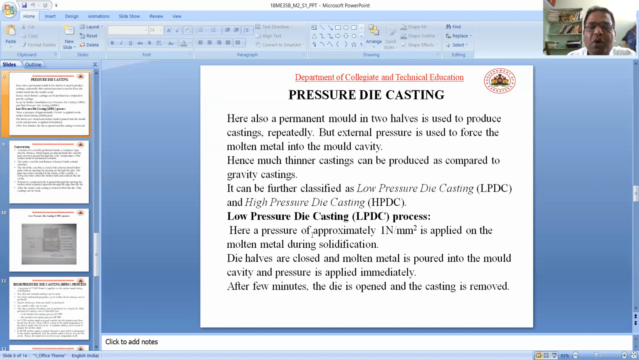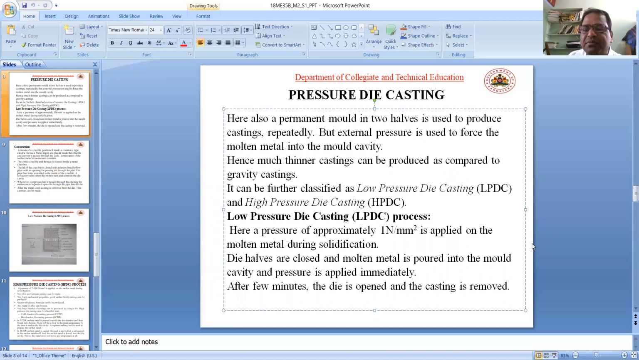Low pressure die casting, LPDC. Here, a pressure of approximately 1 N/mm² is applied on the molten metal during solidification. Die halves are closed and molten metal is poured into the mold cavity, and the pressure is applied immediately. After a few minutes, the die is opened and the casting is removed.